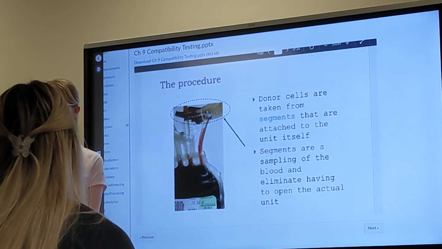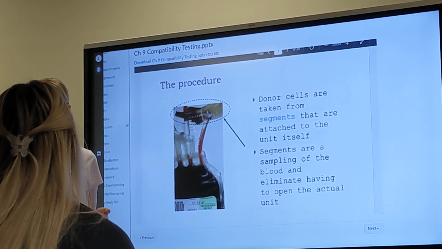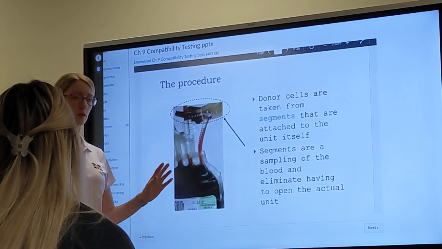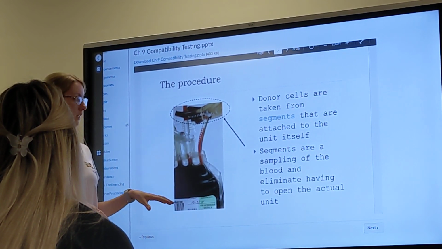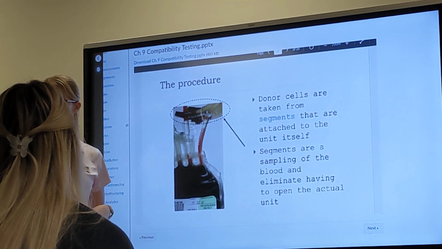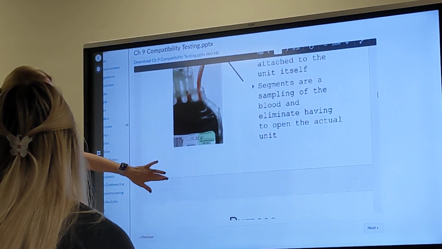You take that segment and poke it down in there, and the blood comes out of the bottom of that little segment piercing device and squirts into the tube, and then you make your red cell suspension from that. That's how you use the donor cells without entering the unit of blood. You mix 1 drop of your suspension with 2 drops of your patient's plasma, spin it down, and look for agglutination.